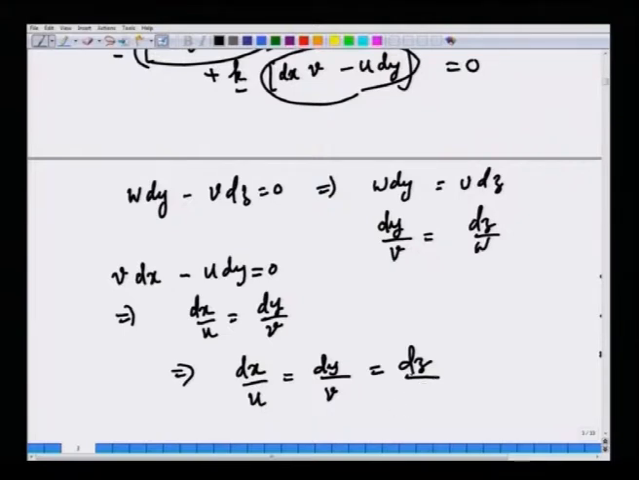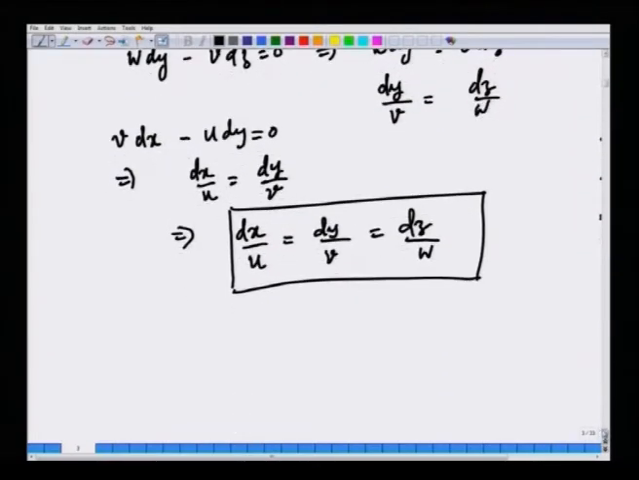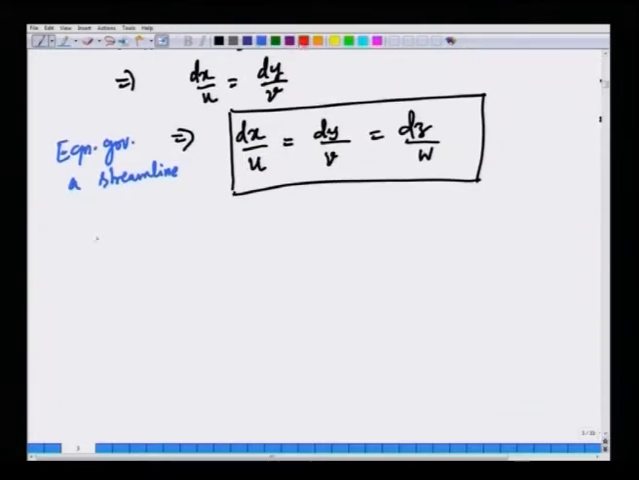Okay. So, this is the equation that describes the streamline. This is the equation governing a streamline. So, if we are given the Eulerian velocity vectors, I will illustrate with the help of an example how to calculate an expression for the equation for a streamline.